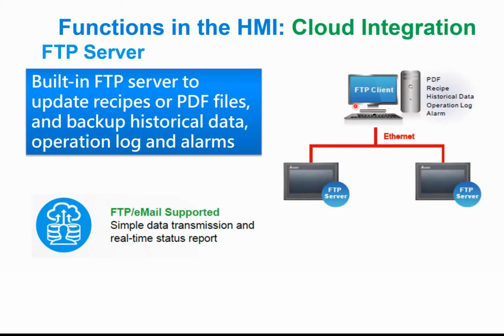For you to log in to this HMI and get the files in the USB stick, you need to enter the password. You need to enter the IP address of the HMI. When you know the IP address of the HMI and you know the FTP password that has been set up, then you can log in and get all those files. You can get PDF files, recipe files, the history file, the operation log file, and the alarm file from the HMI.